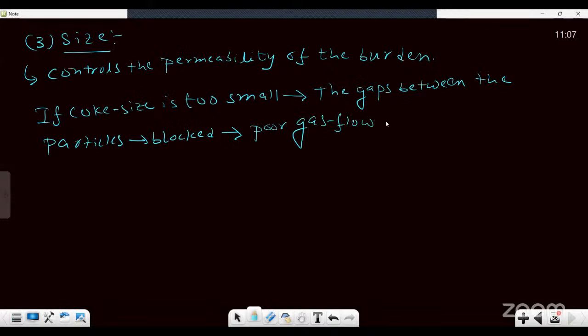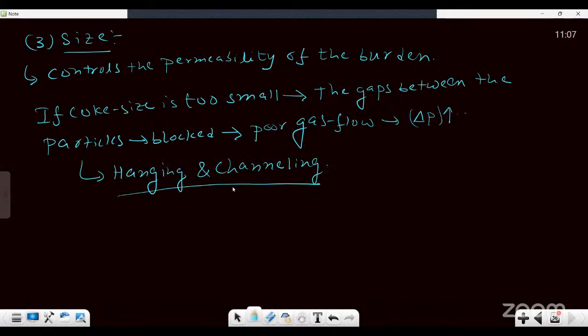So ultimately, this will increase the pressure difference, and there are going to be problems like hanging and channeling. So see how questions will come. Generally, questions just talk about hanging and channeling, and you need to understand why this problem, hanging and channeling, comes up.